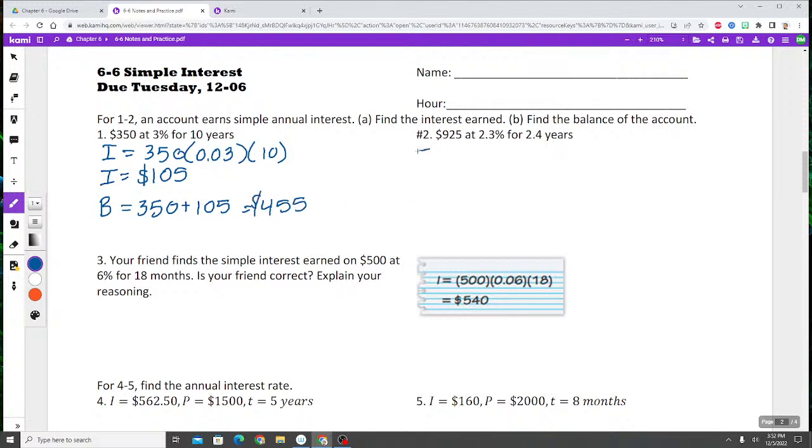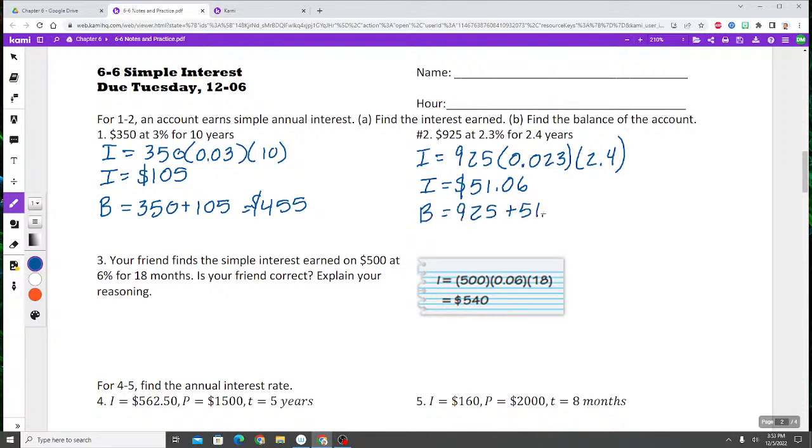Number two, interest is what we want to find. 925 is the principal, 0.023% for 2.4 years. So the interest is $51.06. So the balance is $925 plus $51.06, which is $976.06.